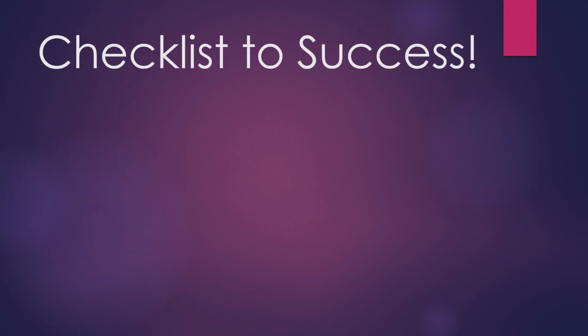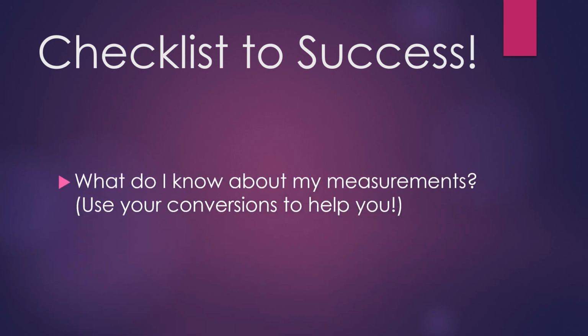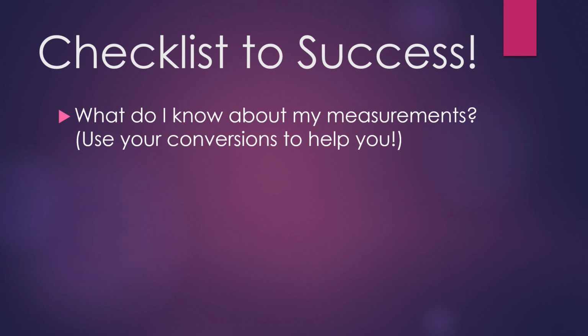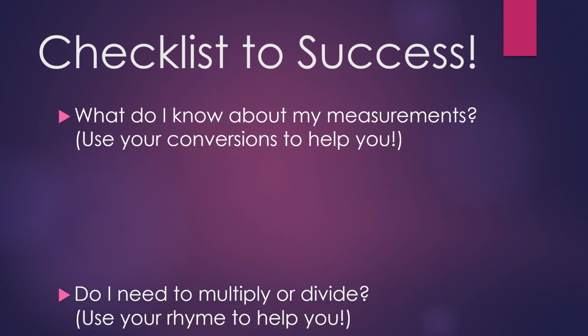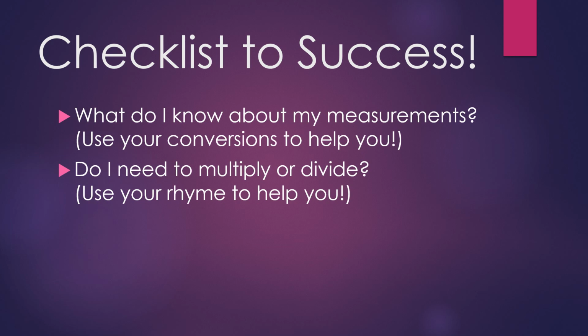When you're completing your work today, you're going to use the same checklist to success as yesterday. In that checklist, the first thing that you have to figure out is what do you know about your measurements? This is where you can use those conversions from earlier in the video to help you. The next step is asking yourself, do I need to multiply or divide? That's when you ask yourself, big to small, multiply them all, or is it small to big, divide, you dig? After you know all of that information, then you can solve and check your work. Just as easy as 1, 2, 3.